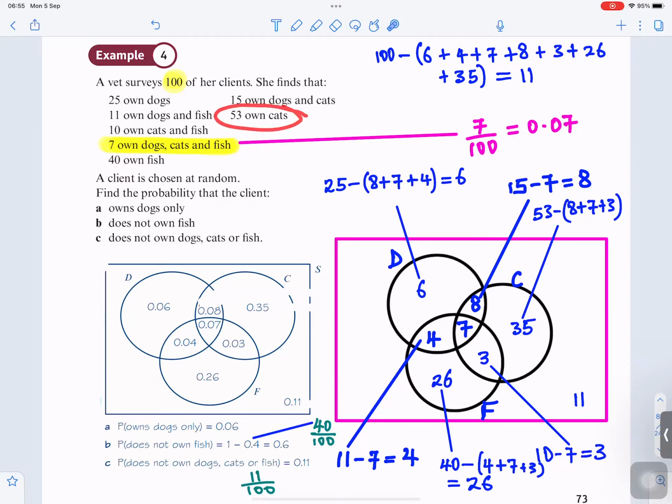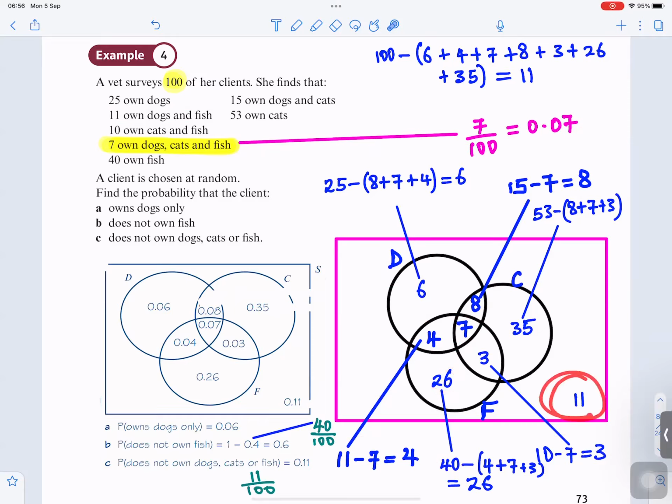53 own cats. So inside the circle for cats, the total should be 53. So we know 8 plus 7 plus 3. Take that away from 53, you get 35. So there's 35 there for cats only. And for fish, we have 4 plus 7 plus 3, and we take that away from 40, it gives you 26.